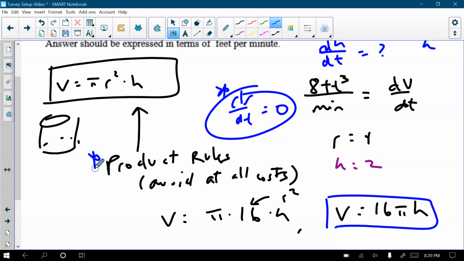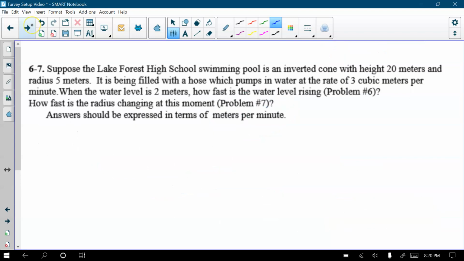Really tricky problem, but again, really helpful to know. Use a product rule only when you absolutely need to. Otherwise, avoid it at all costs for related rates problems. If you see that there's a variable that is not changing with respect to time, substitute that thing in the original equation.